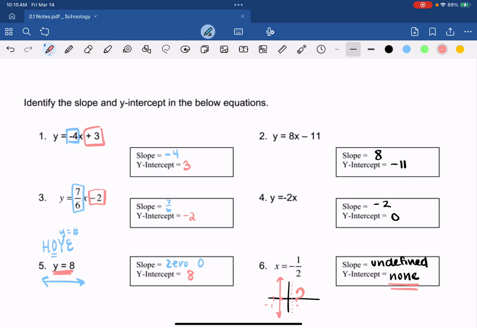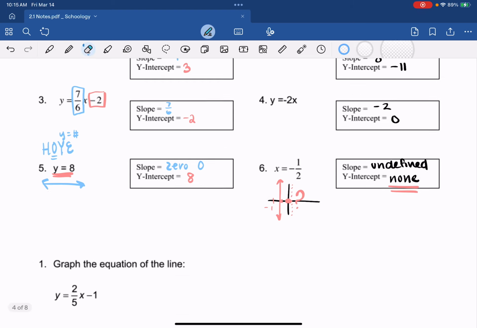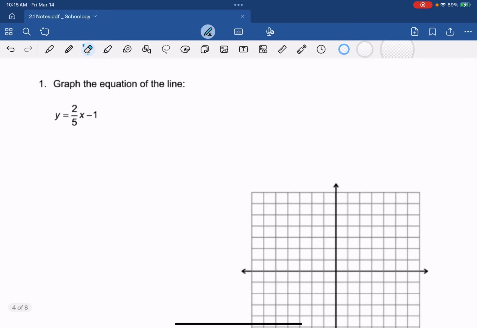Oh, did I say x? It'll never cross the y-axis, so I don't have a y-intercept. Don't tell me 0 here. This is not 0. If it was 0, it would cross right here. Okay, so we write none. Two very different answers. All right, let's look at number 1 down here.